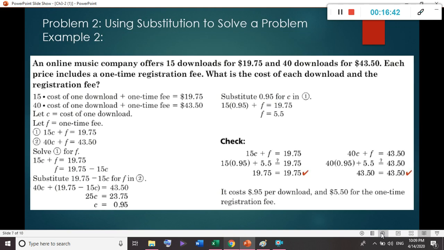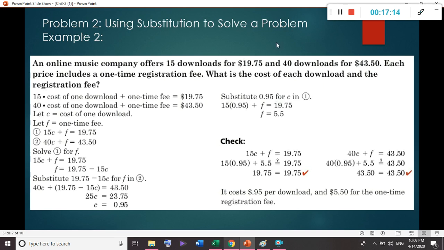Okay, let's now have another example here. A word problem. An online music company offers 15 downloads for $19.75 and 40 downloads for $43.5. Each price includes a one-time registration fee. So here we're having how many downloads, and each time we're having a one-time registration fee. So we're having one variable and the other variable. Okay, what is the cost of each download and the registration fee?